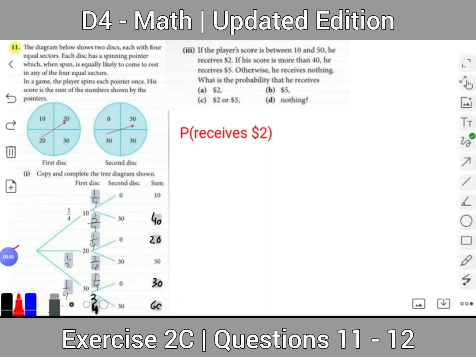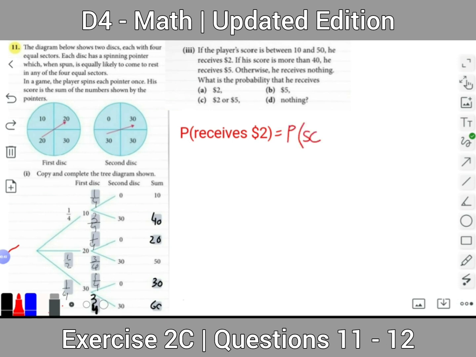Now in question 11 part 3, if the player's score is between 10 and 50, he receives $2. If his score is more than 40, he receives $5. Otherwise he receives nothing. What is the probability that he receives, in part A, $2?